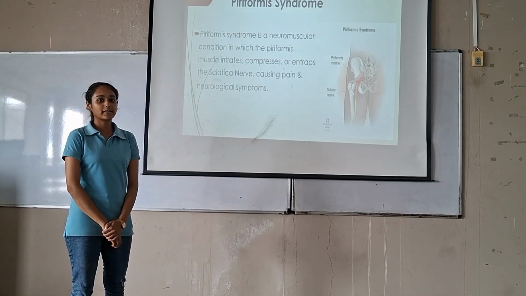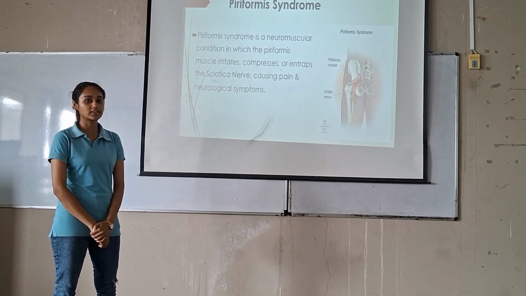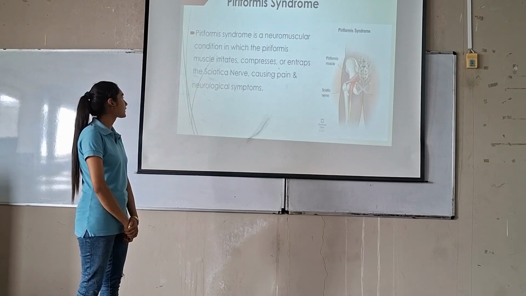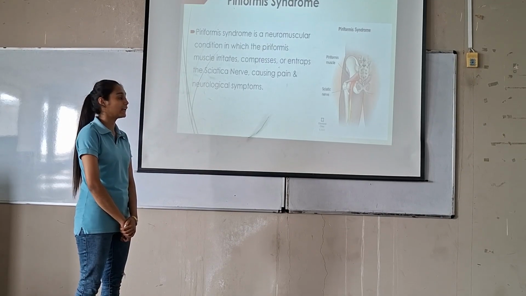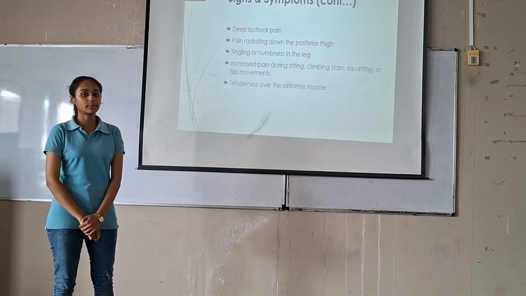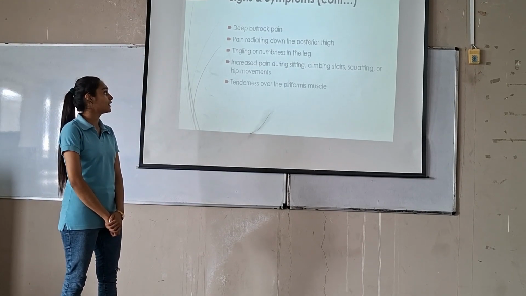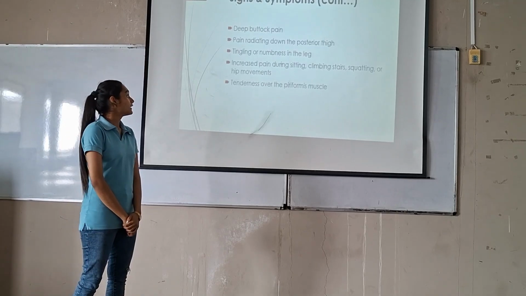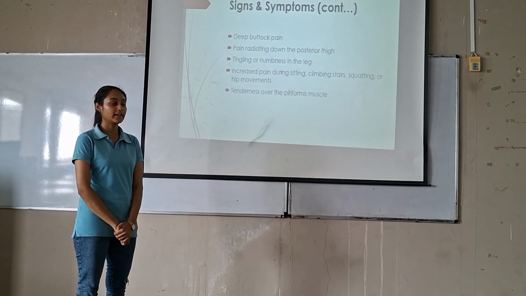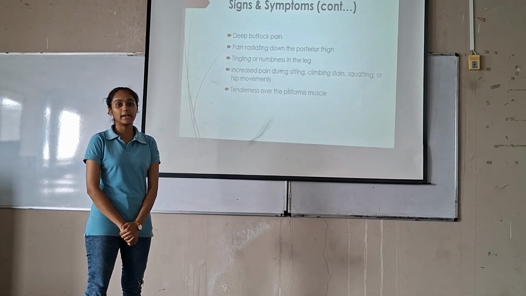Now, what is piriformis syndrome? Piriformis syndrome is a neuromuscular condition in which the piriformis muscle irritates, compresses, or entraps the sciatic nerve, causing pain and neurological symptoms. Signs and symptoms of piriformis syndrome: deep buttock pain, pain radiating down the posterior thigh, tingling or numbness in the leg, increased pain during sitting, climbing stairs, squatting, or hip movements, and tenderness over the piriformis muscle.